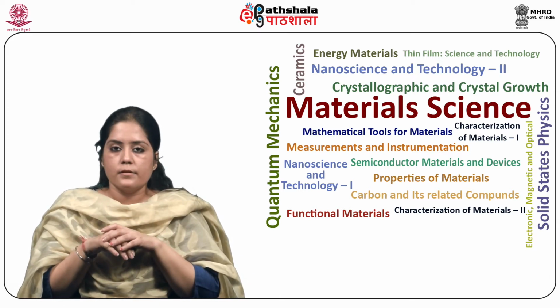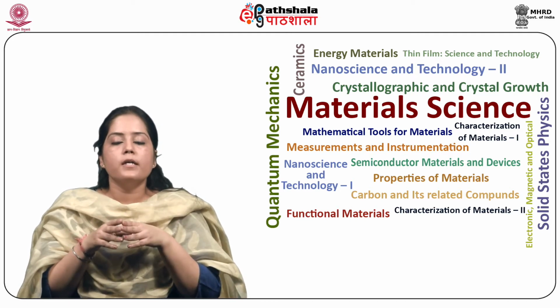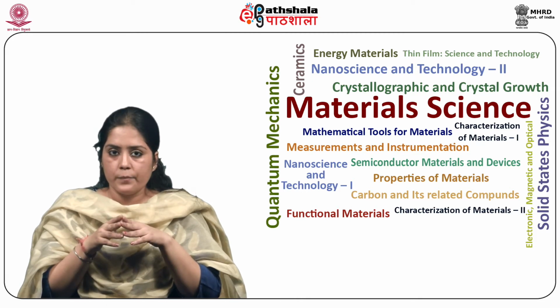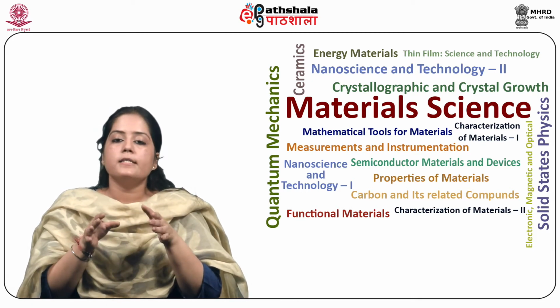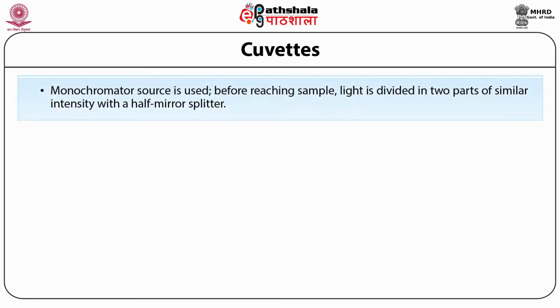Tungsten halogen lamps are used in modern spectrophotometers owing to their high efficiency, and their output extends to the UV region as well. Before reaching the sample, a monochromator source is used. So the light is divided in two parts of similar intensity with a half mirror splitter.